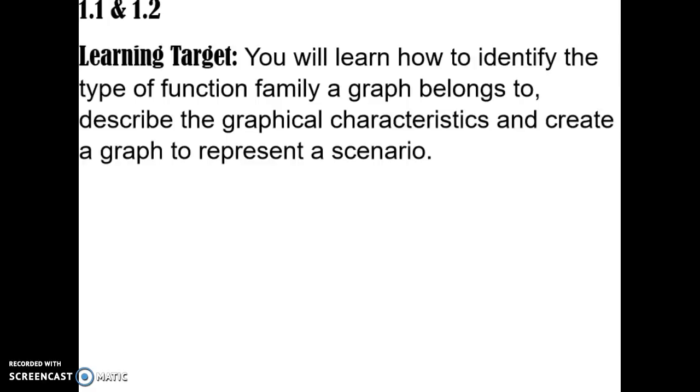All right, here's your learning target for today. There's 3 big things that we're going to do. First, you're going to learn how to identify the type of function family a graph belongs to. We're going to explore 2 function families today. You're also going to describe the graphical characteristics of a graph and create a graph to represent a scenario.